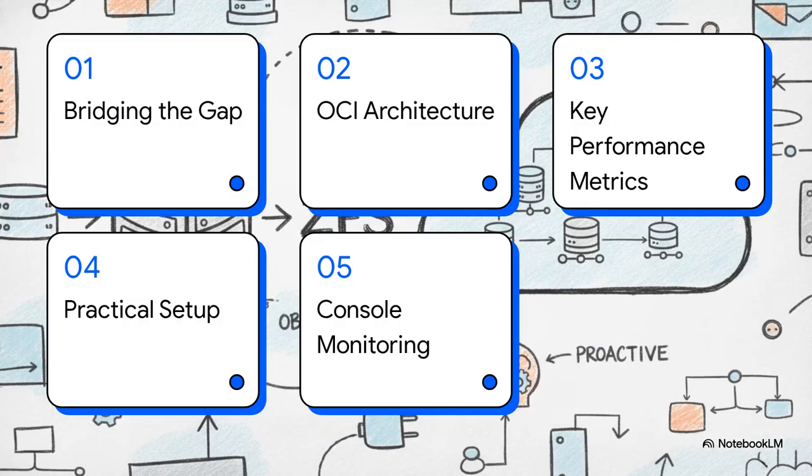Okay, let's dive into this blueprint. First, we'll bridge the current observability gap. Then, we'll break down the OCI integration architecture, track some key performance metrics, walk through the actual practical setup, and finally wrap up with proactive console monitoring. Let's get right to it.